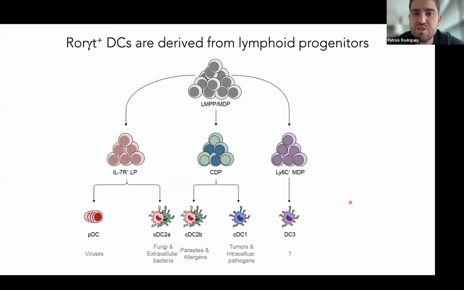So if we go back to the summary slide of this hematopoietic tree, what we can say is that Rorγt DCs seem to be able to be generated by IL-7 receptor positive lymphoid progenitors. However, the myeloid progenitors, the CDPs, seem not to have the potential to do so. And with that, I finish my talk.